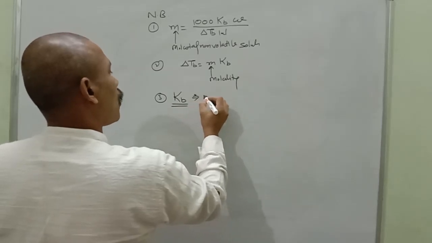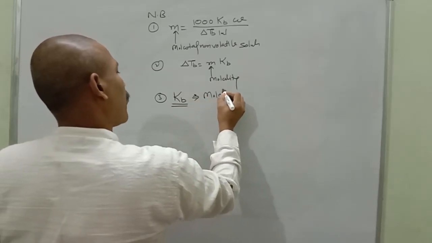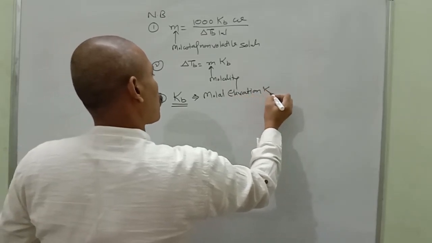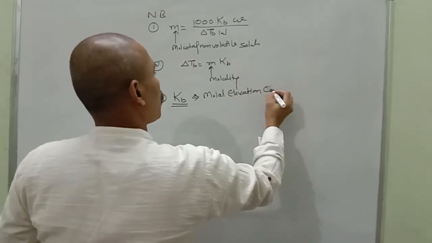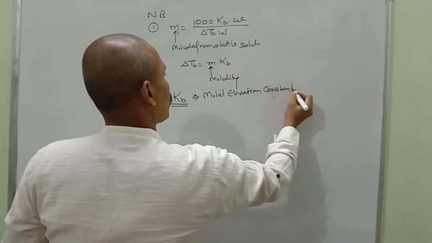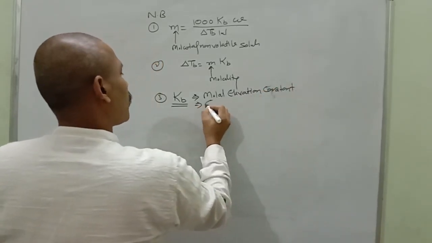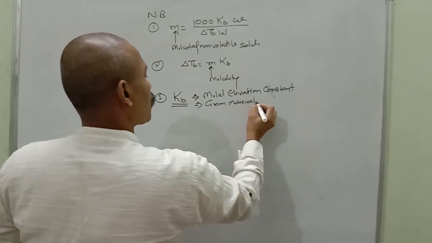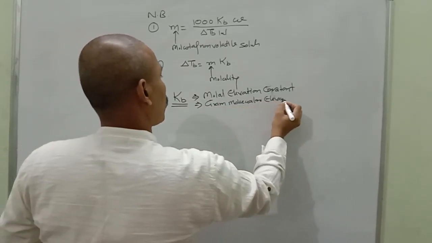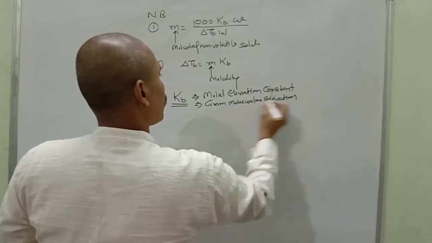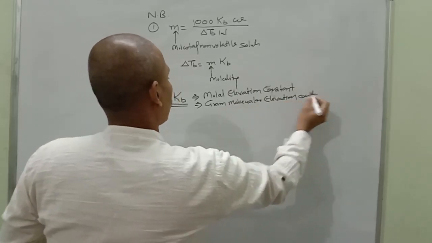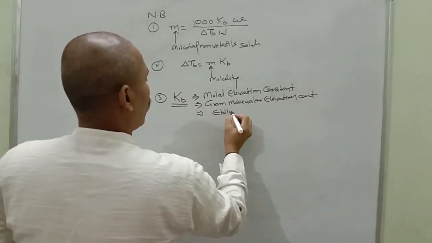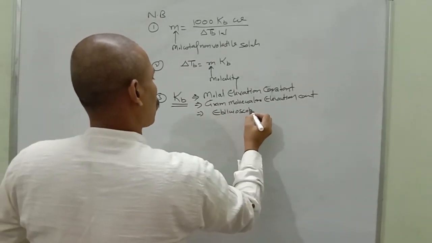Kb is called the molal elevation constant. We have defined it already. Its another name is gram molecular elevation constant. Its another name is ebullioscopic constant.